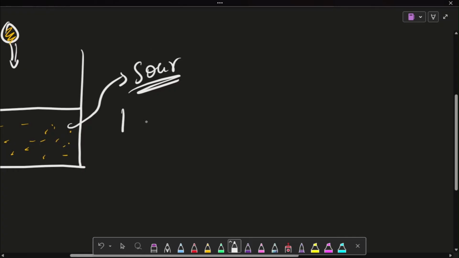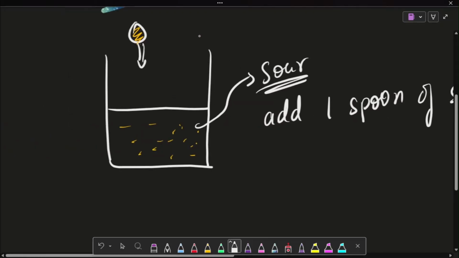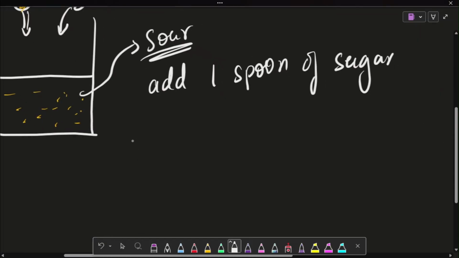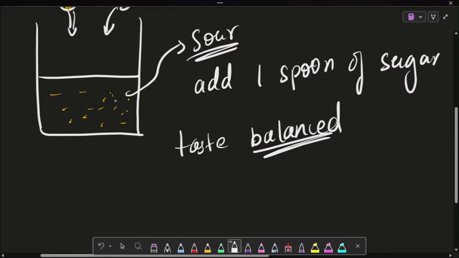Okay, so imagine you add 1 spoon of sugar. You took a spoon, you added 1 spoon of sugar. So now the taste is balanced. It's balanced. You successfully neutralized the sourness of this lemon juice by adding 1 spoon of sugar.